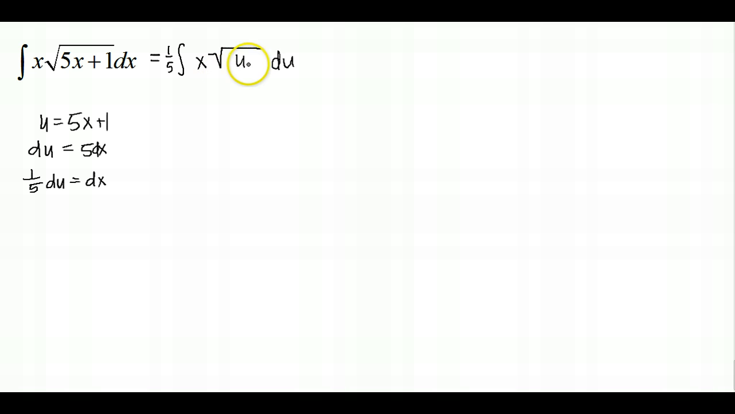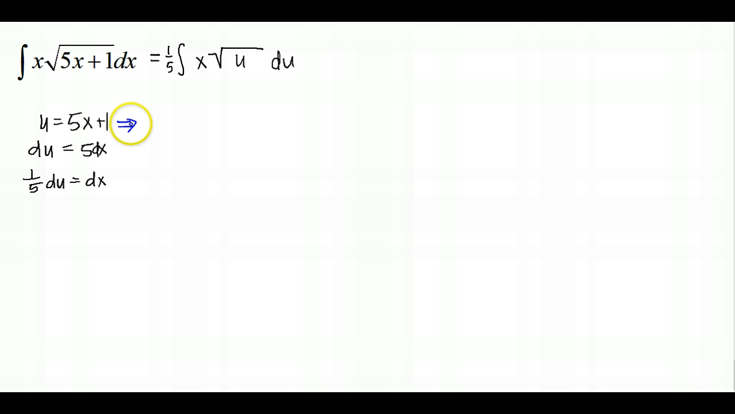Alright, this does not help us at all. We have two different variables here. We want to change everything to the same variable. So what I want to do is get rid of the x, and make the x in terms of u. So the way we're going to do that is we're going to look right here at the fact that u equals 5x plus 1. I can solve this first equation here for x to get x in terms of u.